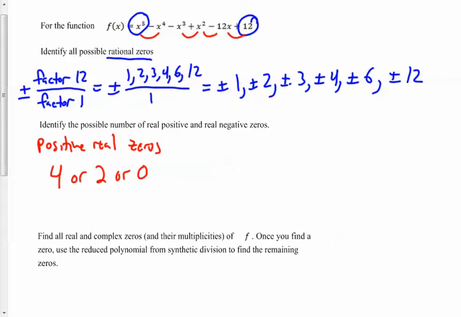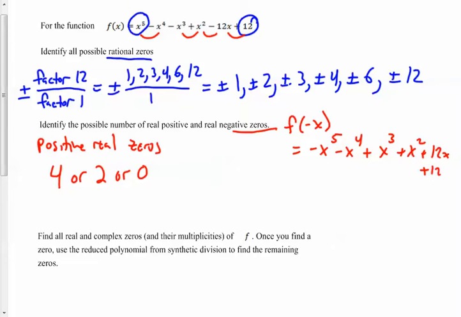If we're looking for the negative roots or negative zeros, well, that's the sign changes of f of negative x. So when we replace negative x in for x into this polynomial, we should get negative x to the fifth minus x to the fourth plus x cubed plus x squared plus 12x plus 12. Well, this only has one sign change, going from the negative x to the fourth to the positive x cubed. So for these negative zeros, we have exactly 1. 1 is the maximum number, but we couldn't have 2 complex roots less than this.